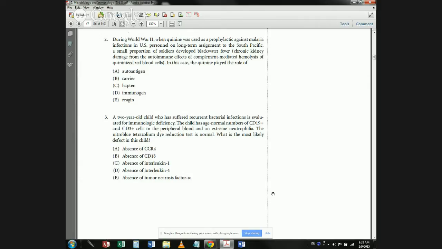In this case, quinine played the role of... So what's quinine doing? There's a kidney autoimmune effect of complement-mediated hemolysis of quinized red blood cells. So red blood cells with quinine were broken up due to complement. Quinine played the role of: immunogen, hapten, carrier, autoantigen, or reagent.